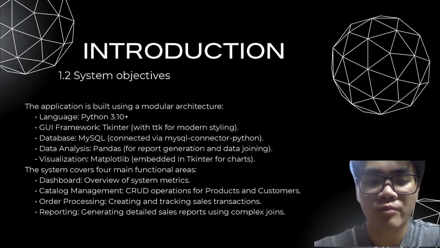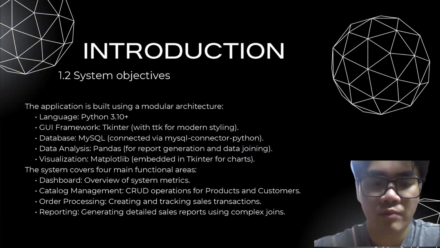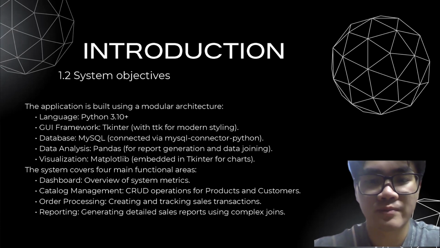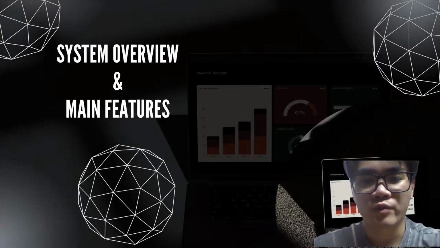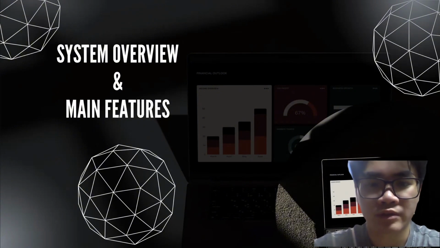The system covers four main functional areas: the dashboard, an overview of the system metrics; catalog management, the CRUD operations for products and customers; and order processing, creating and tracking sales transactions. Reporting is the final one, which generates detailed sales reports using complex joins. Next, let's move on to the system overview and the main features of the system that we have built.